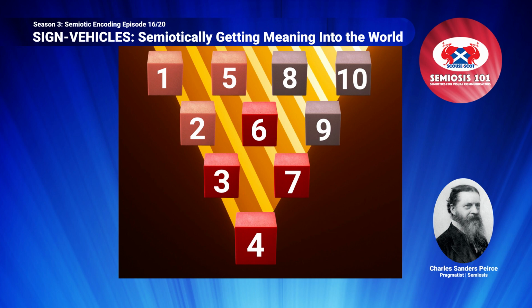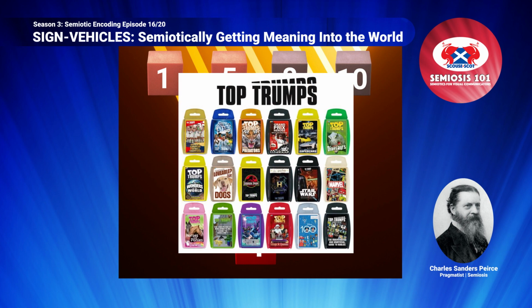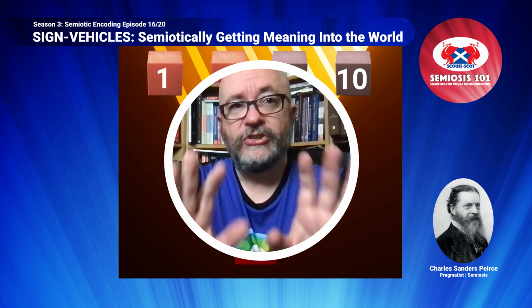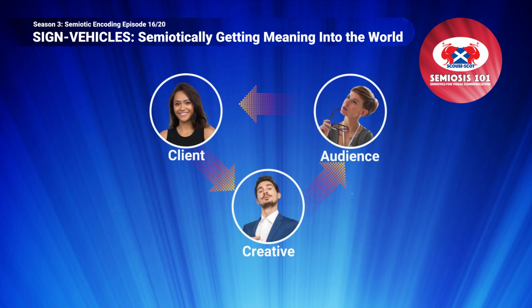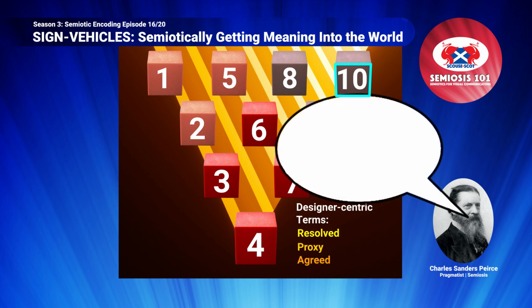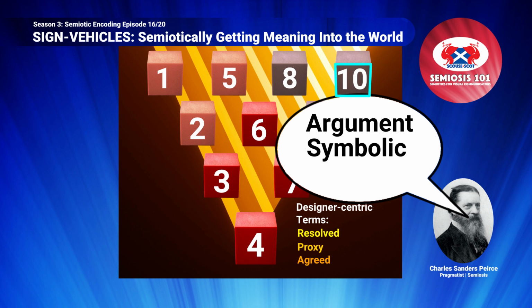Okay, this is sounding like a game of top trumps now. What on earth does any of that have to do with illustrators or designers? Think about your audience. They are not blanks. They have experiences that they bring to anything visual, which will frame their ability to interpret. At the highest semiotic sign classes, sign 10 can be described as resolved, proxy, agreed. Peirce obtusely calls this sign an argument symbolic legisign.